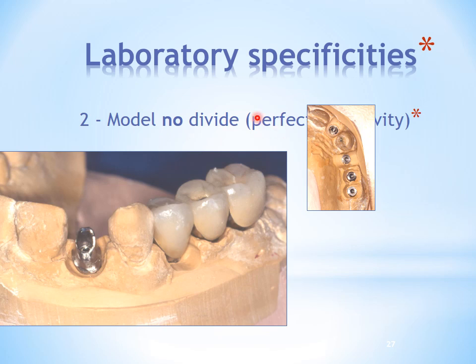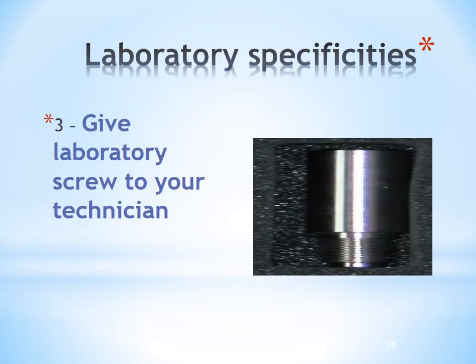Here there will be a demonstration of a model that has some laboratory specification. We can see the abutment of this lateral incisor. We must give the laboratory screw to the technician to complete the laboratory step for construction of the restoration.